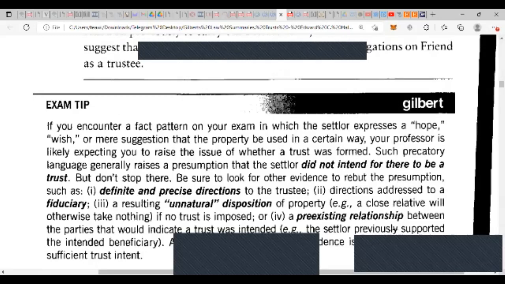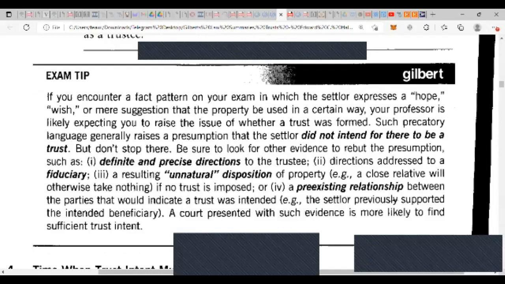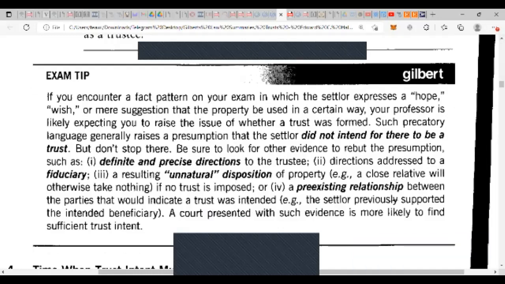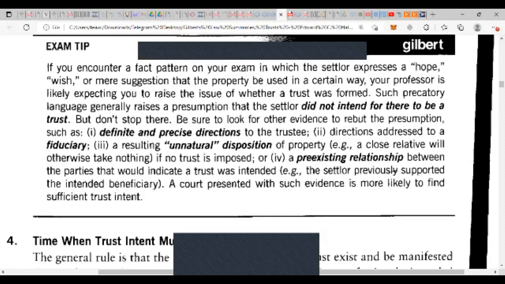Exam tip. If you encounter a fact pattern on your exam in which the settlor expresses a hope, wish, or mere suggestion that the property be used in a certain way, your professor is likely expecting you to raise the issue of whether the trust was formed. Such precatory language generally raises a presumption that the settlor did not intend for there to be a trust.